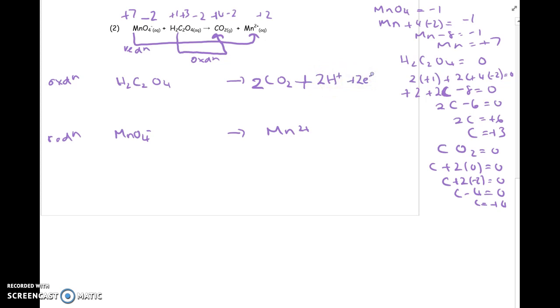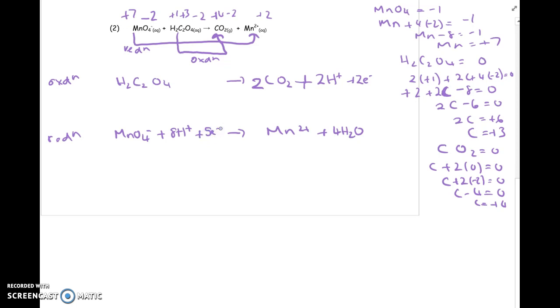To this one here, we balance for matter other than oxygen and hydrogen, 1 manganese, 1 manganese. We balance for oxygen by adding in water, so add 4 water. We balance for hydrogen by adding in hydrogen ions, so add 8 hydrogen ions. Balance for charge by adding in electrons to the most positive side. This side adds negative 1 plus 8 lots of positive 1 is positive 7. This side is positive 2, so add 5 electrons.